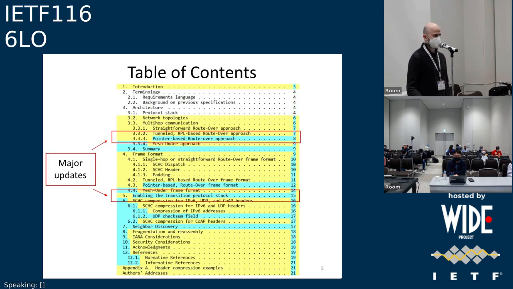So this is a diff of the table of contents in 01 compared with the previous version of the document. As you can see, there are several new sections or subsections, and actually 2 of them are quite substantive in terms of the functionality that is being enabled now. So the first one is what we call the pointer-based route over approach for multi-hop communication. And the second one is enabling what we call a transition protocol stack, which, by the way, we'll present on the next slide. Next, please.